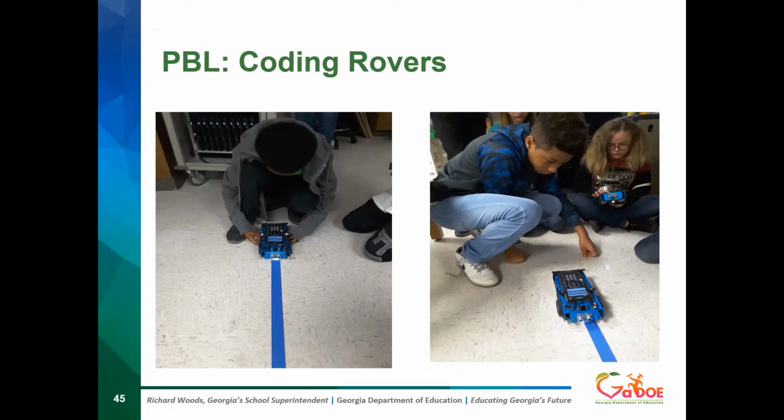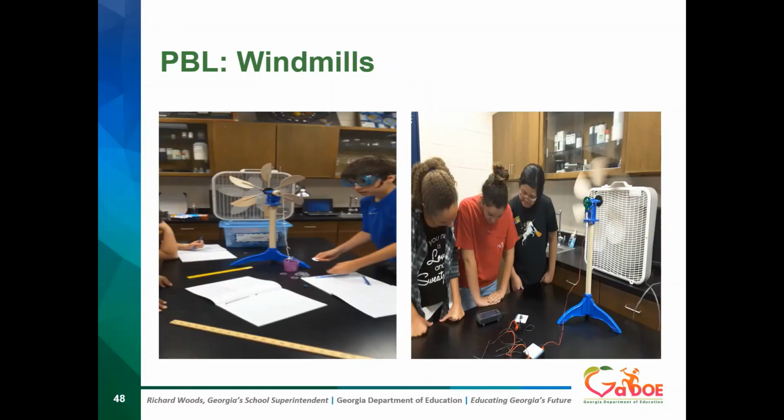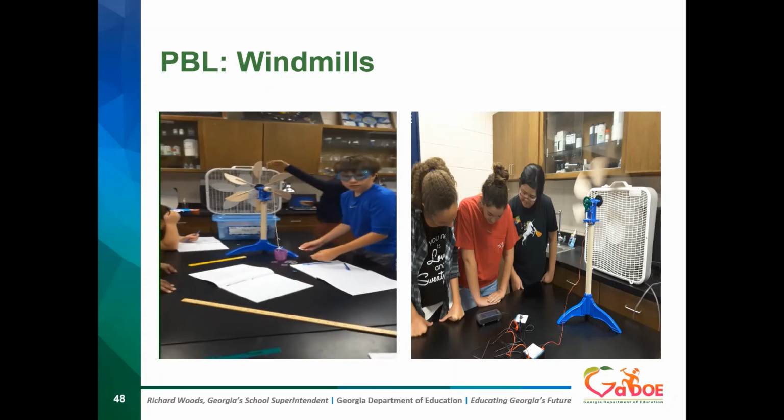In another extension of the NASA missions, students learn how NASA navigates rovers on Mars by coding and programming their own rover to complete a specific path. Mousetrap cars is another project-based learning assignment where students explore how the potential energy stored in a mousetrap can be used to power a car made out of balsa wood and CDs. In this project-based learning assignment, students design and build windmills and then test them for efficiency by measuring how many washers the windmill could lift.